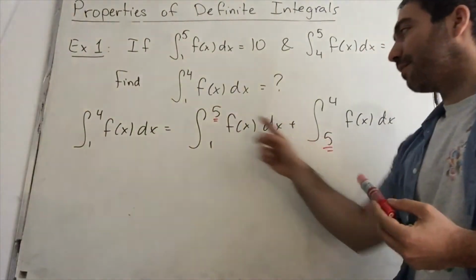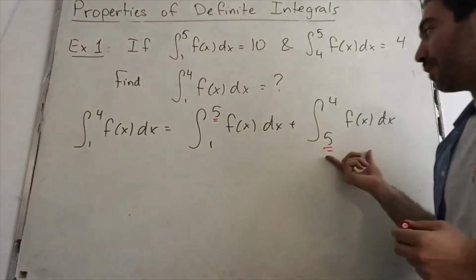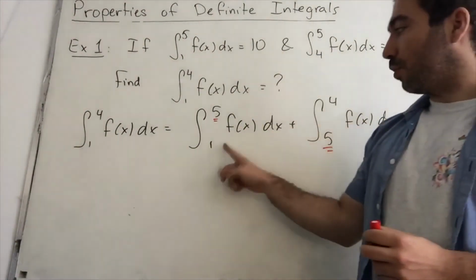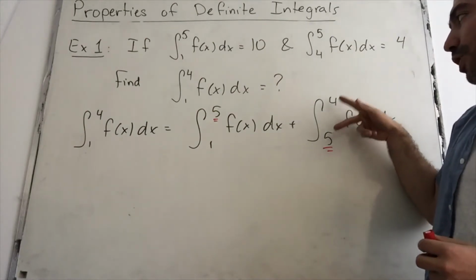This value here could have been any value. It could even be negative. Doesn't matter. But now we broke it up into two terms that we know. Well, this one here we know. The only issue is this: we have 5 on the bottom, 4 on the top. What do we do? We're just going to flip the bounds.